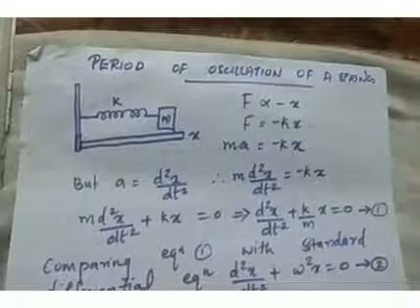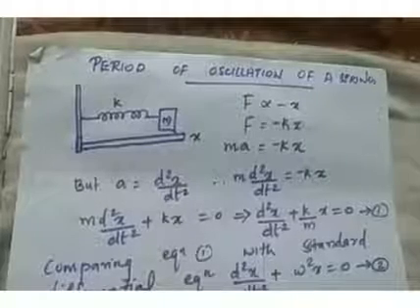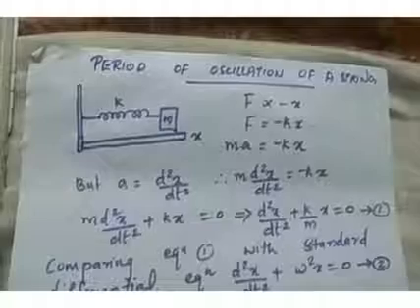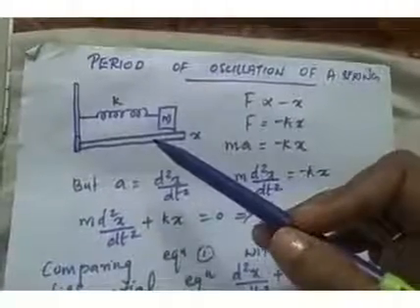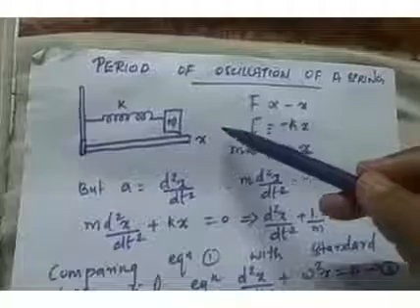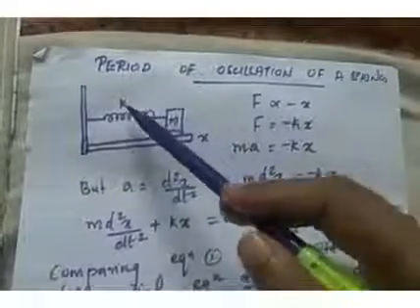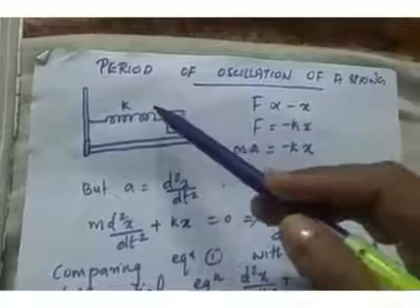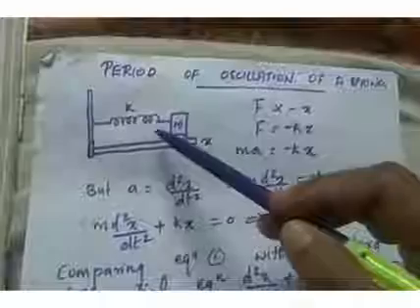Today we are going to derive an expression for the period of oscillation of a spring. You know that a spring executes an oscillatory motion. It executes a to and fro motion when this mass is released after being stretched to one end. So here consider a spring. K is the spring constant and M is the mass of the block attached to the spring.